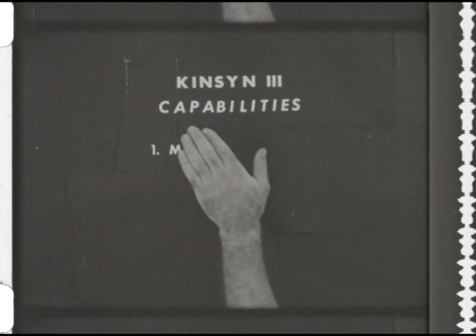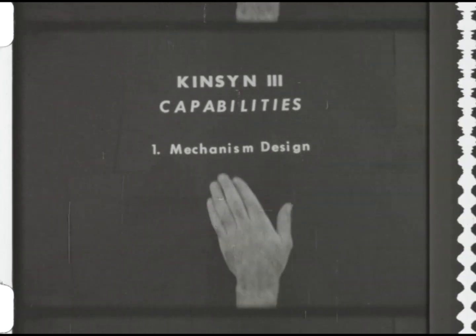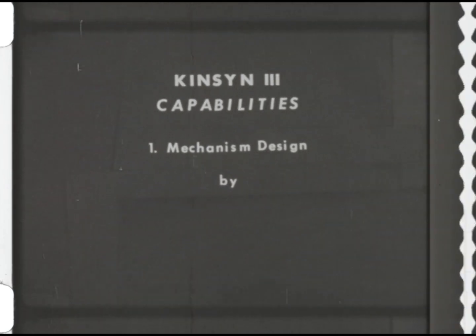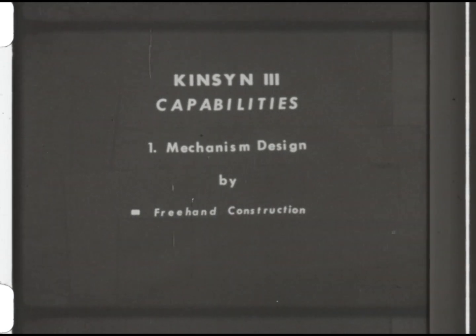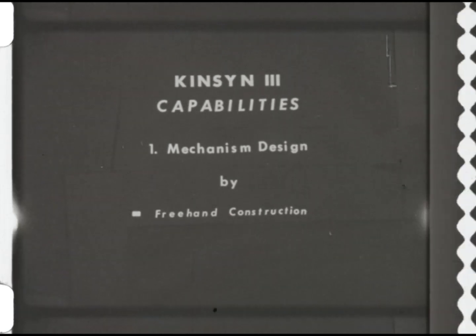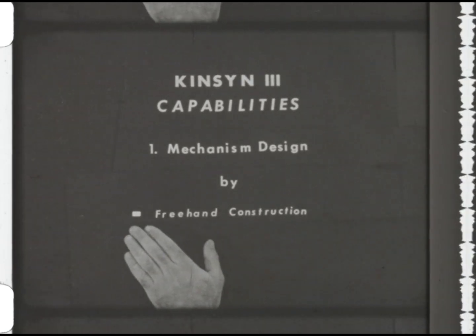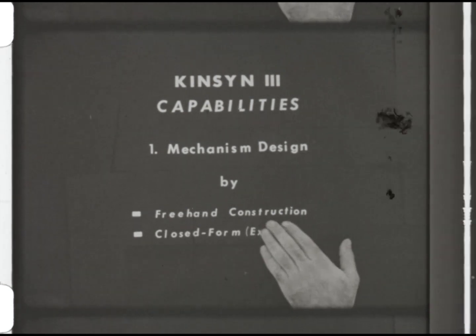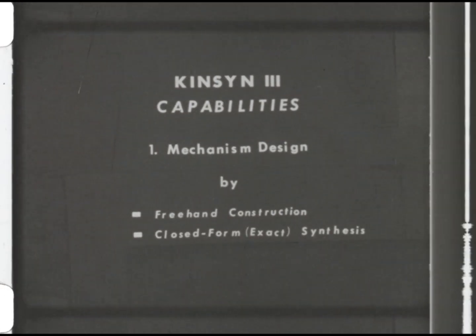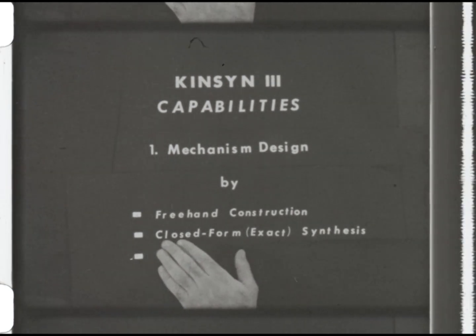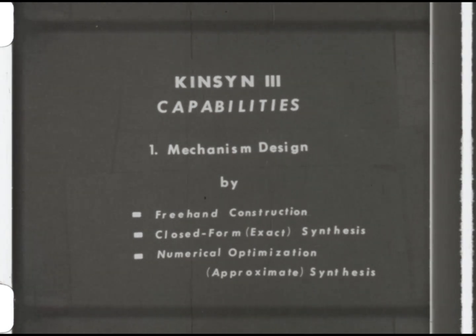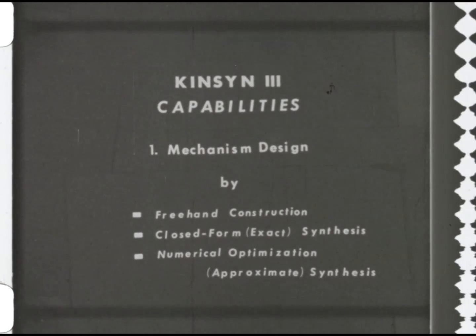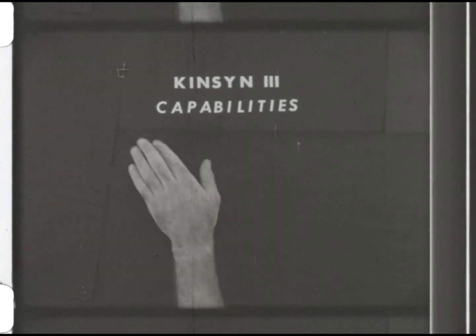How can Kinsyn be used to create mechanisms? One way is to simply lay them out freehand, using Kinsyn as a quick and easy draftsman. Another method is to tell the computer precisely what motion is required. Closed-form synthesis procedures find exact solutions to these problems. When exact solutions theoretically do not exist, Kinsyn's numerical synthesis finds optimum, though approximate, solutions.